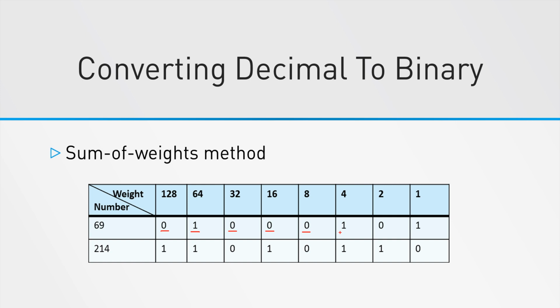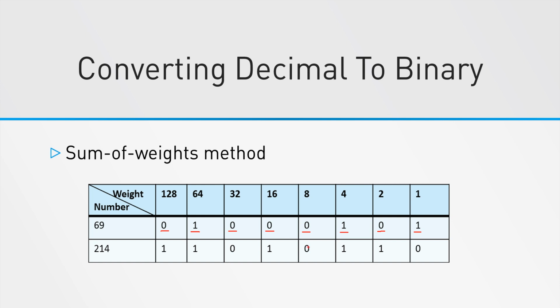But we need this bit to make the sum as 68. It must be 1. And the next bit will make the sum as 70. So it must be 0. And finally, we need the last bit to be 1 to make the sum as 69.